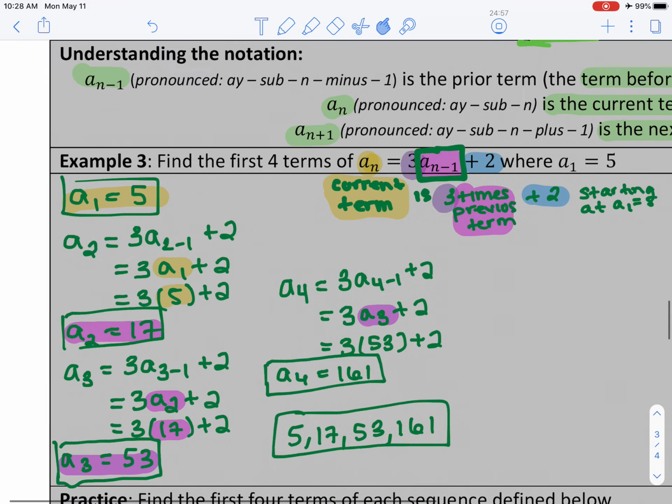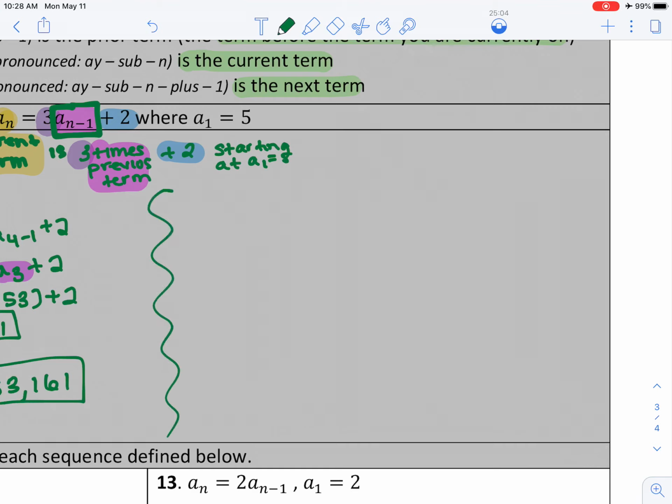Okay, so I just want to talk through this logically, right? If that notation was a little overwhelming, that's okay. We don't necessarily need to use it. We know that a sub 1 again equals 5. We are told that for a sub 2, we're supposed to take our previous term, which is 5, multiply it by 3, and then simply add 2. Doing that calculation again gives us 17.